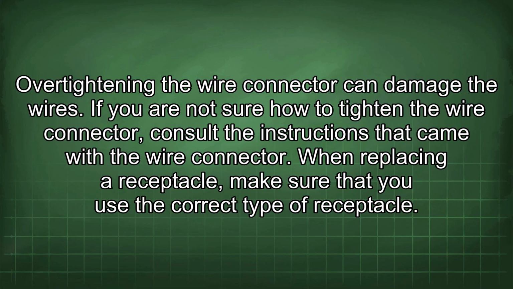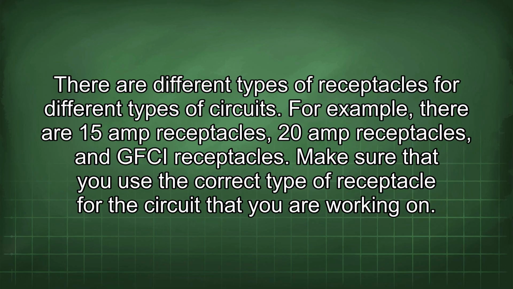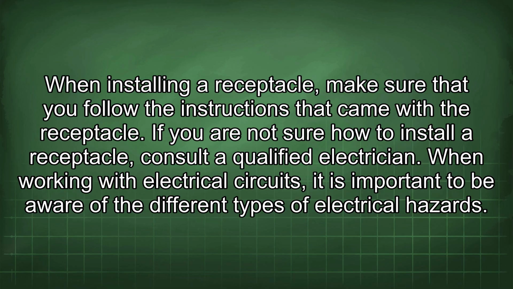When replacing a receptacle, make sure that you use the correct type of receptacle. There are different types of receptacles for different types of circuits. For example, there are 15 amp receptacles, 20 amp receptacles, and GFCI receptacles. Make sure that you use the correct type of receptacle for the circuit that you are working on. When installing a receptacle, make sure that you follow the instructions that came with the receptacle. If you're not sure how to install a receptacle, consult a qualified electrician.